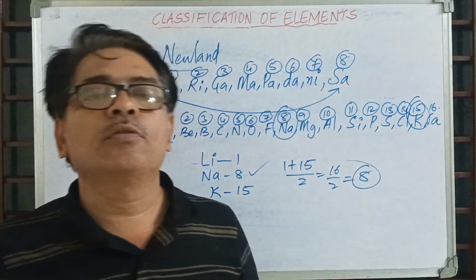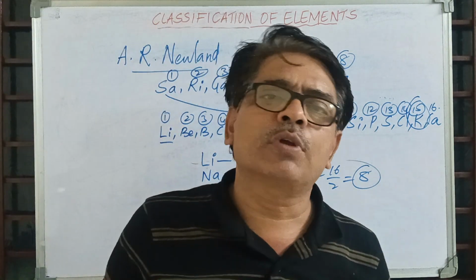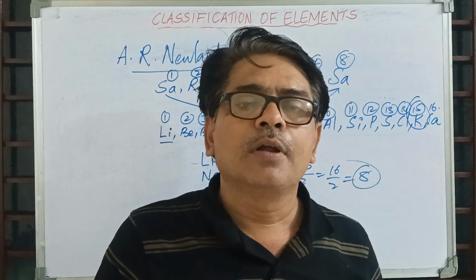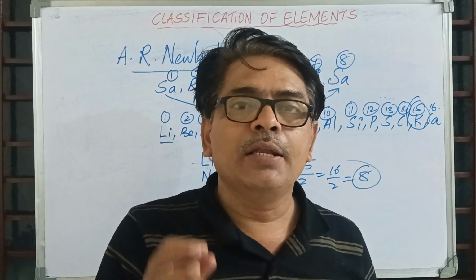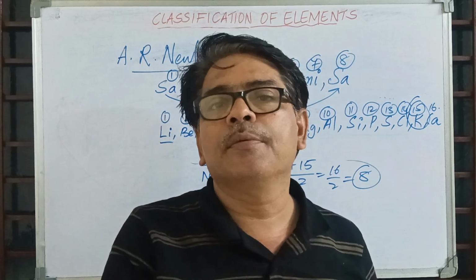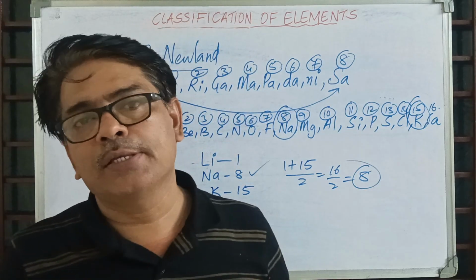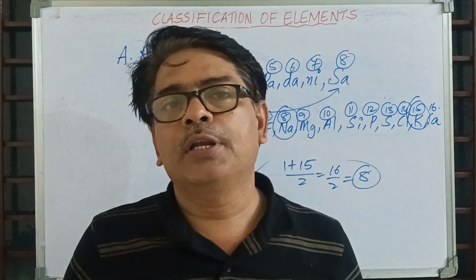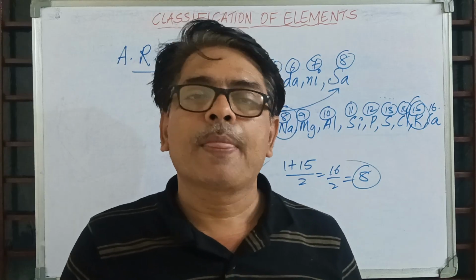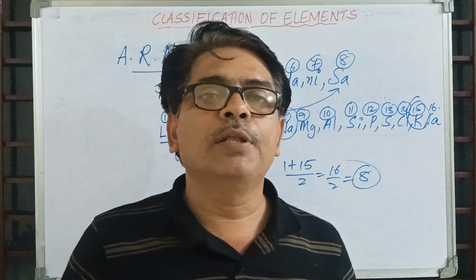After A.R. Newland, there were many other scientists who came forward to propose their models. Among them were Pettenkofer, Dumas and others, and in the year 1869, Mendeleev's periodic table came, along with Lothar Meyer's periodic table. Now we will see Mendeleev's periodic table in the next video.